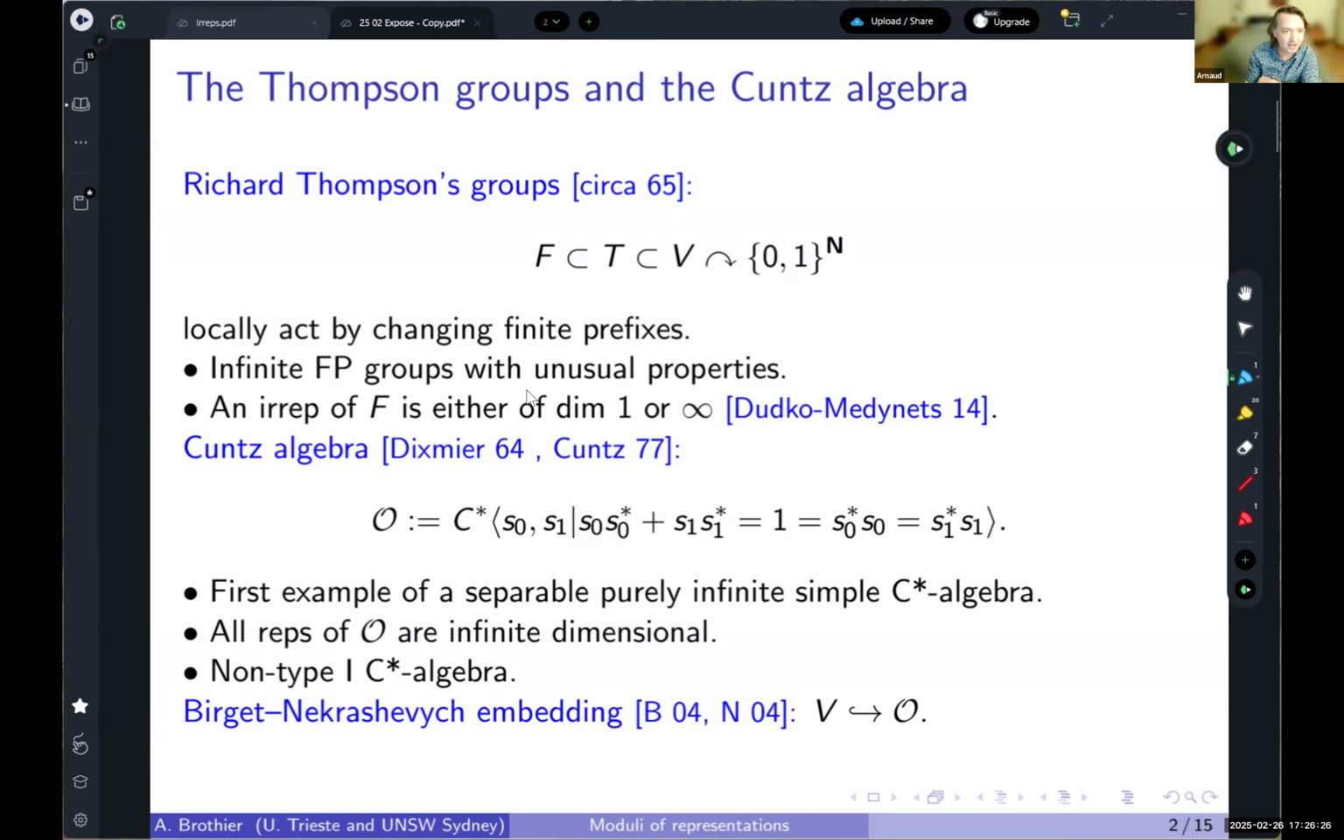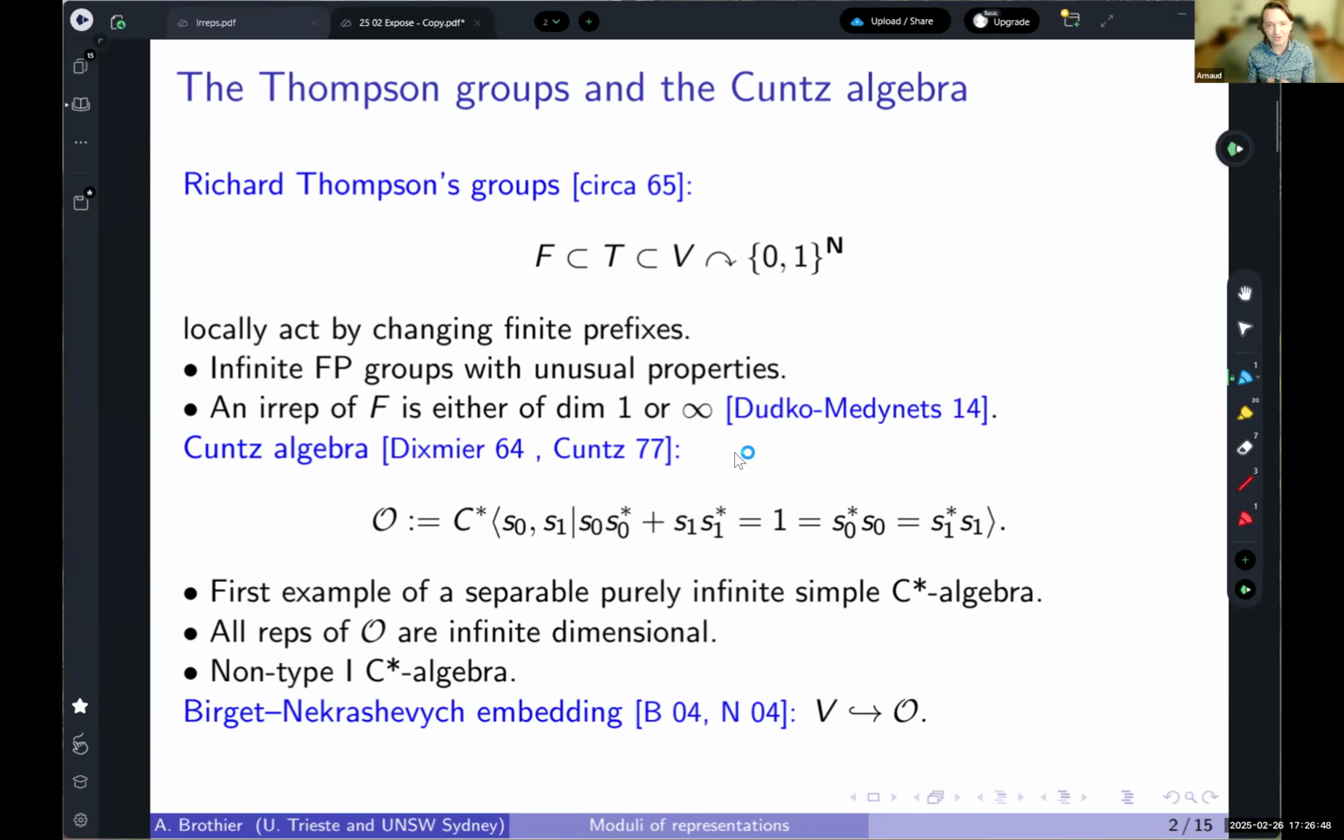Okay, so that's about F. It would be one of the actors of this talk. A second will be, well, I should say the Cuntz-Dixmier algebra. I'm going to call it the Cuntz algebra, but I should remind everyone that Dixmier discovered this algebra in 1964. But he couldn't prove everything he would like to prove.